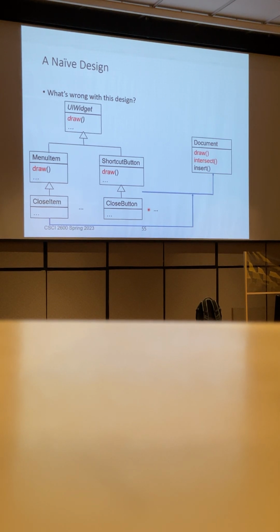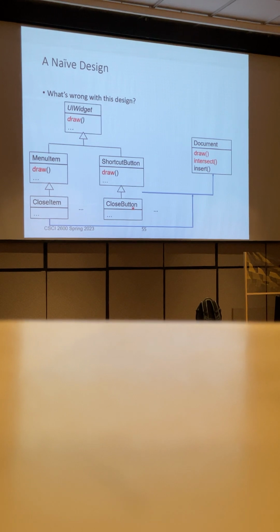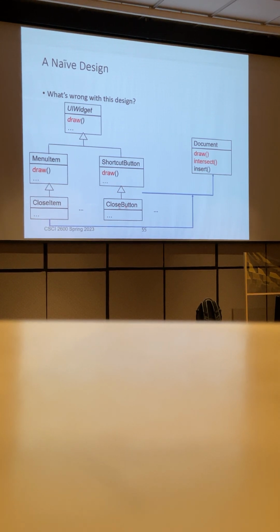All right, so what's wrong with the design? Well, it's hard to extend, because the same action, closing, is present in more than one object, one for the menu item, one for the shortcut button. Supporting undo and redo would also be hard, because we would have to keep track of not just which command was invoked, but how it was invoked. Was it invoked through the menu item or through the shortcut button?